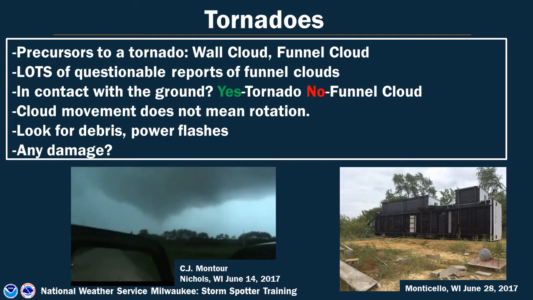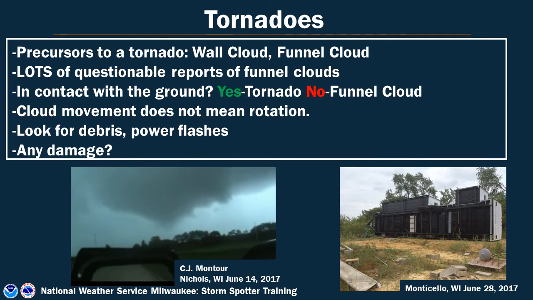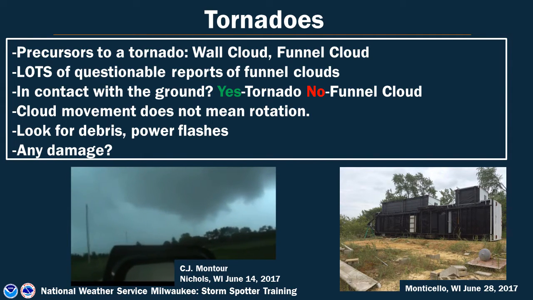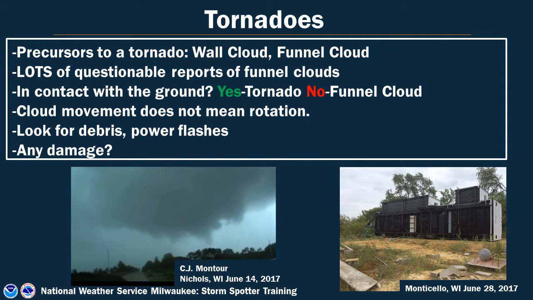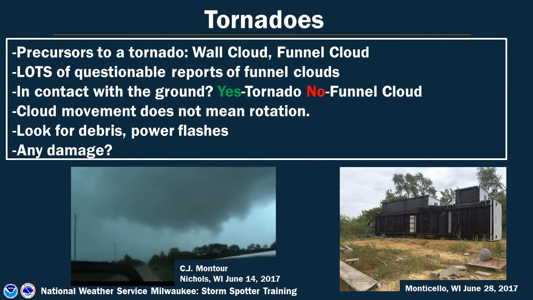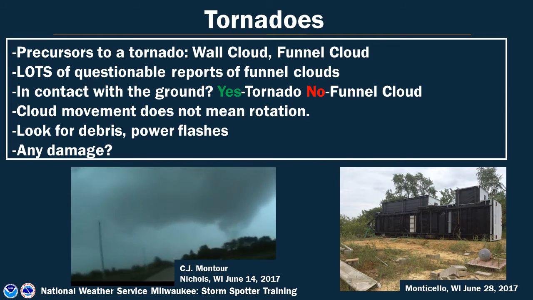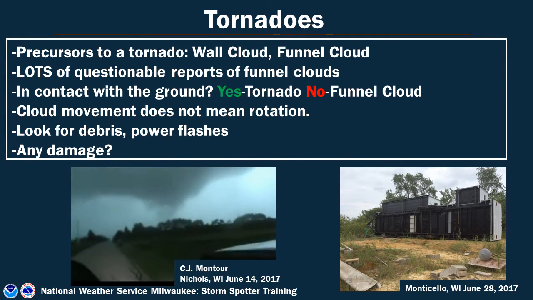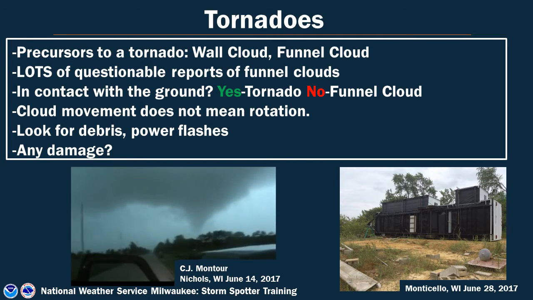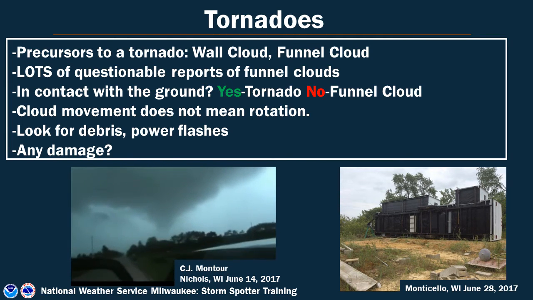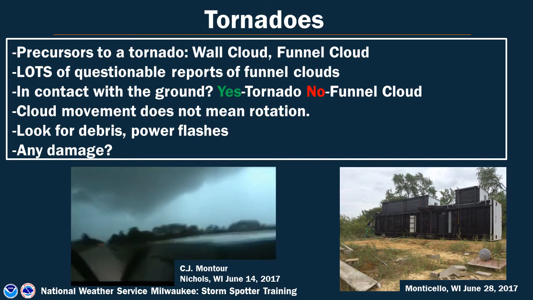So when we talk about tornadoes, first we'll go into a few precursors to tornadoes, wall clouds and funnel clouds. We tend to get lots of questionable funnel cloud reports. We'll see some examples up here of what we call scary looking clouds, where it may look like it's kind of coming down from the storm, but it's not actually doing very much. What's really important to note is: is the funnel in contact with the ground? If it is, then yes, you have a tornado. If it's not on the ground, then it's just a funnel cloud.